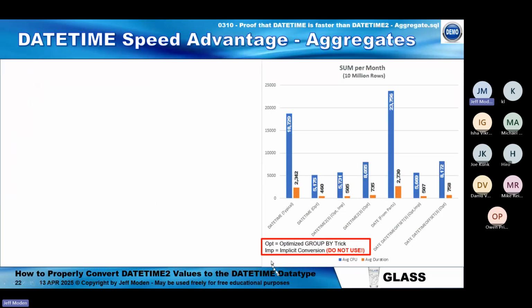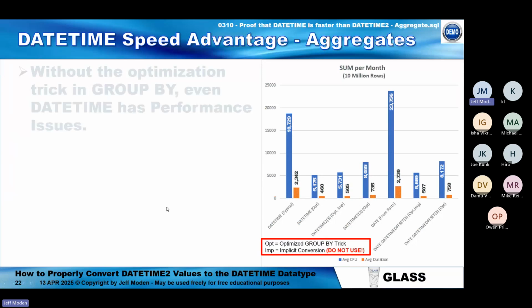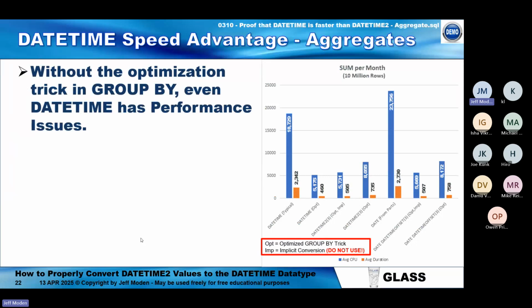But one of the things I want to point out is the OPT notation up here, like on DateTime OPT. That means it's got the optimized group by trick that I just showed you. The INP on some of these means that it made an implicit conversion and you shouldn't use it, but I included it here just so that you can see some of the differences. So without the optimization trick in the group by, even DateTime has a little bit of a performance problem. And yes, that's 18.7 milliseconds for the amount of CPU.